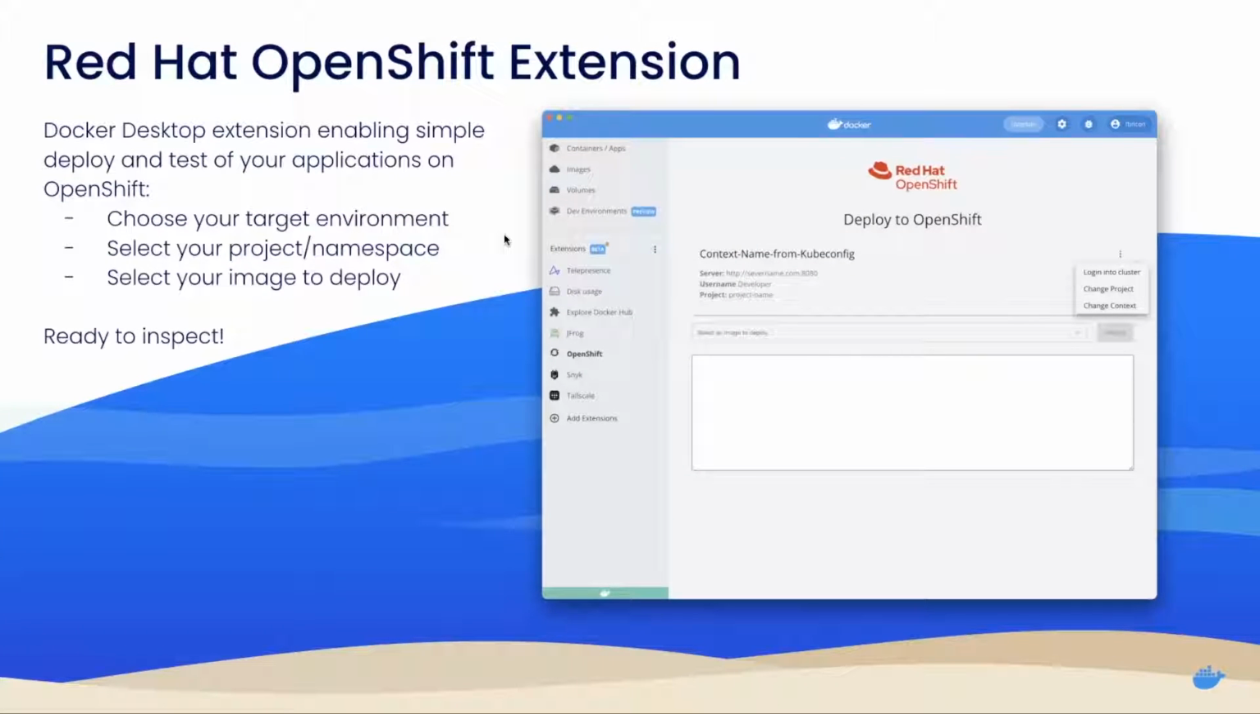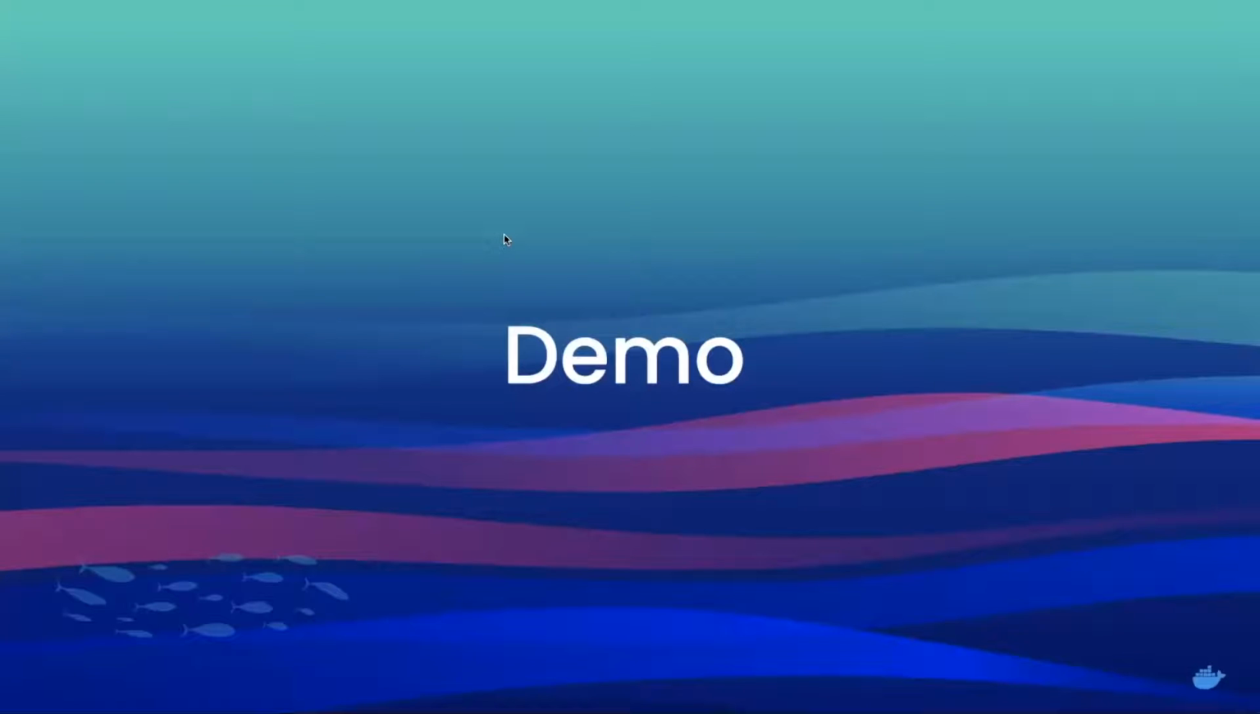So the Red Hat OpenShift extension for Docker Desktop is enabling developers who are working with OpenShift to deploy and test their apps with ease. You choose the target environment, the project or the namespace where you want to deploy your application, and you select the image of your app, and then the application gets deployed. Once the application is running, you will be able to inspect and see the different behavior of your application and test it properly on the cluster. So let's do a quick demo.